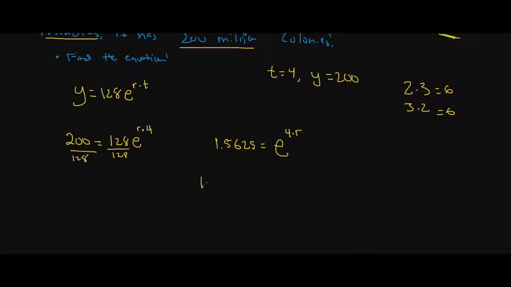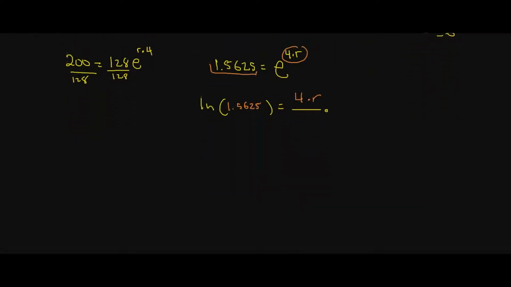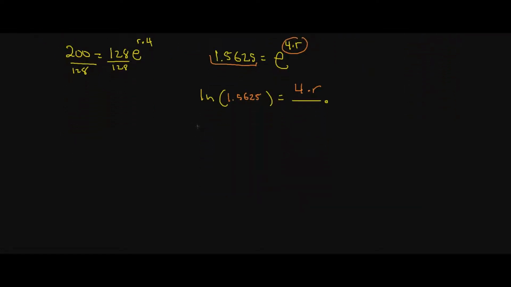Now, to convert this to logarithmic form, because it's e, continuous, it gets its own special inverse. This is the output, so that becomes the input, 1.5625, and this is the input, so that becomes the output. Let's write that down real quick. We got ln of 1.5625 is equal to 4r.